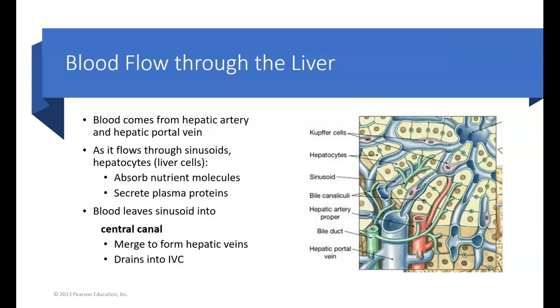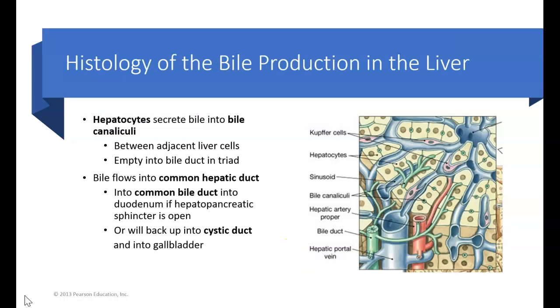In addition to nutrients, drugs and toxins are also absorbed, and after processing all of the blood-borne nutrients and toxins, the liver will release the nutrients needed by other cells back into the blood. And like I said, that will then drain into the central vein and through the hepatic vein to the inferior vena cava. So it's a fascinating process. The other thing that the liver does is it produces bile.